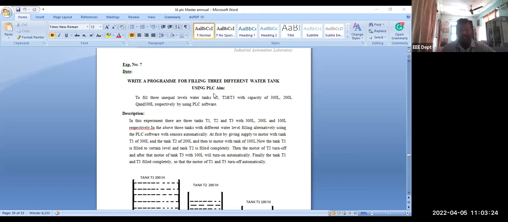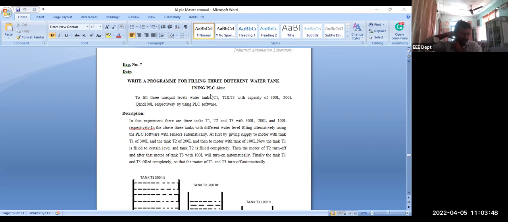So this is experiment number 7. Write a program for filling three different water tanks using PLC. Our aim is to fill three unequal level water tanks, T1, T2, T3, with capacity of 300 liters, 200 liters, and 100 liters respectively, by using PLC software. That is the motto of our experiment.